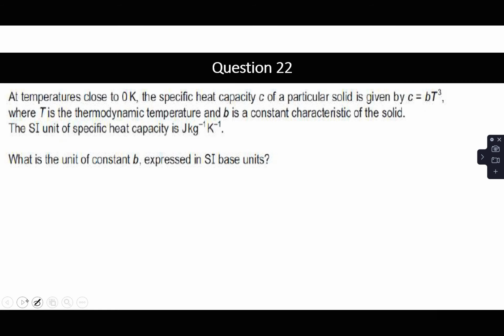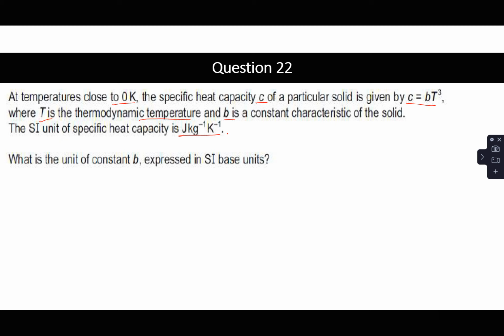Next is number 22. At temperatures close to 0 Kelvin, the specific heat capacity C of a particular solid is given by that expression, where T is thermodynamic temperature, B is a constant characteristic of the solid. The SI unit of specific heat capacity is joules per kilogram per Kelvin. What is the unit of constant B expressed in SI base units?